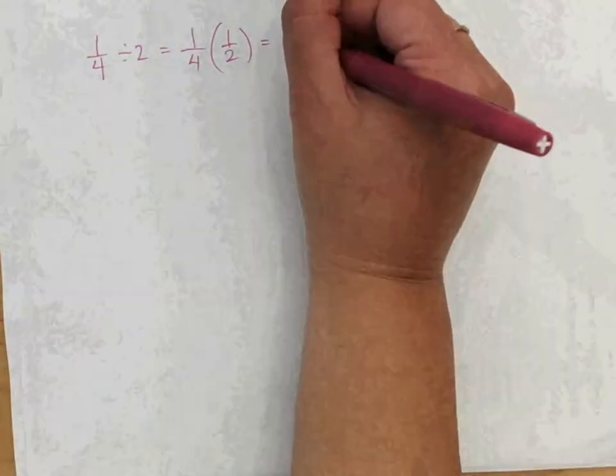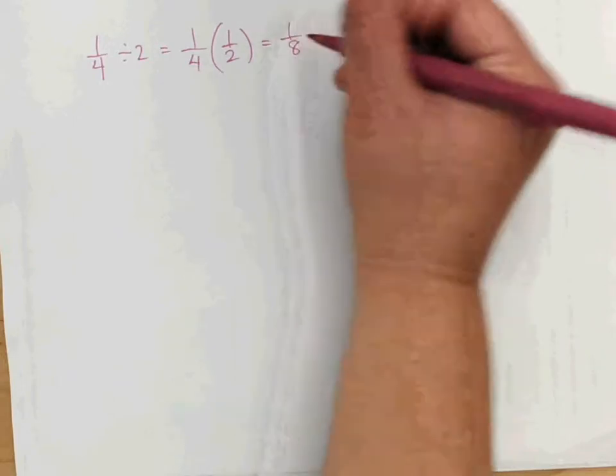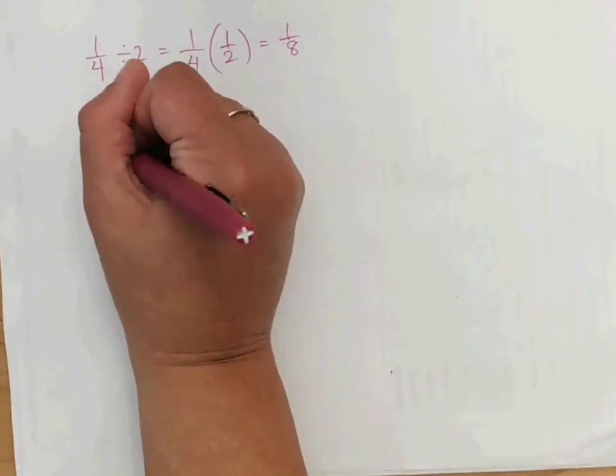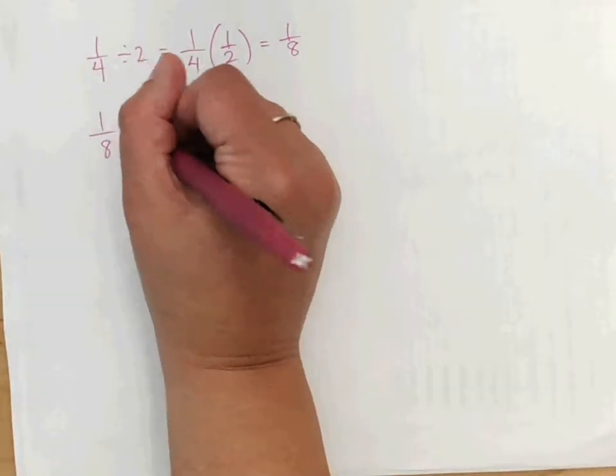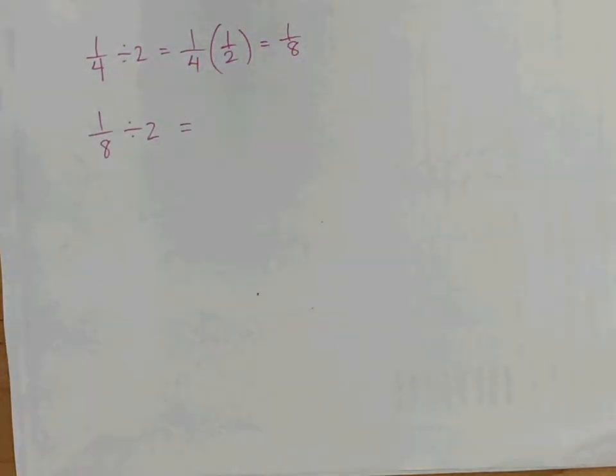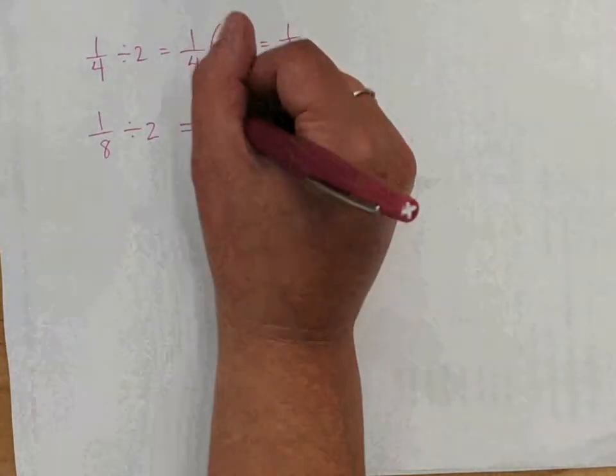You just said it. 1/8. Okay, so let's say we had 1/8 of the chocolate bar now, and we wanted to split that in half. What would be half of the 8th? 1/16.